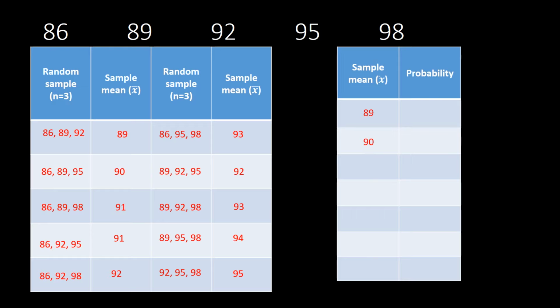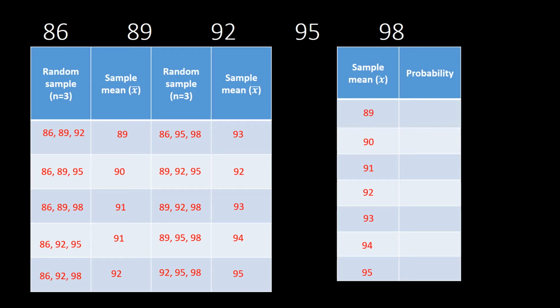Next one is 90. Next one is 91. Next is 92. Next one is 93. And next is 94. And lastly, we've got 95. So that's the sample mean. Now we will be counting how many combinations there are that have a sample mean equal to 89. In that case, we only have one, which is the first combination.